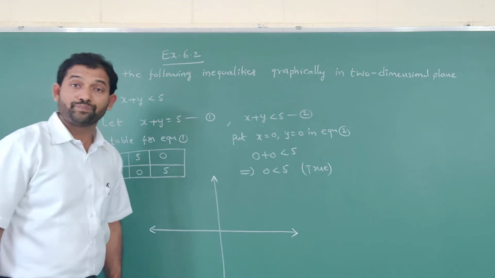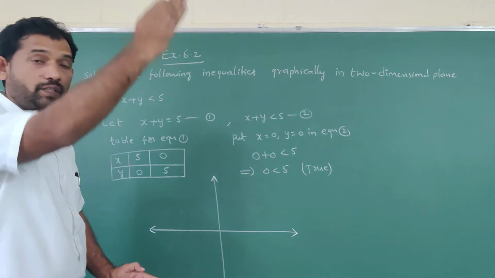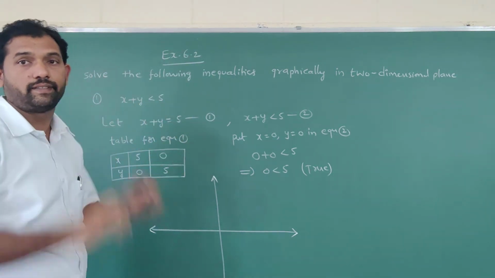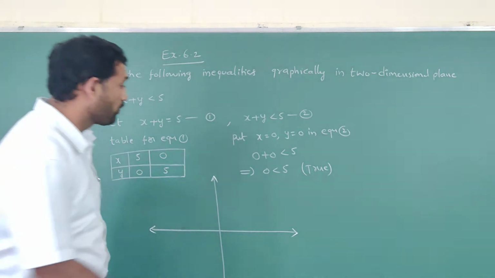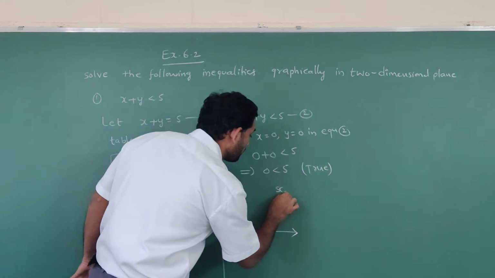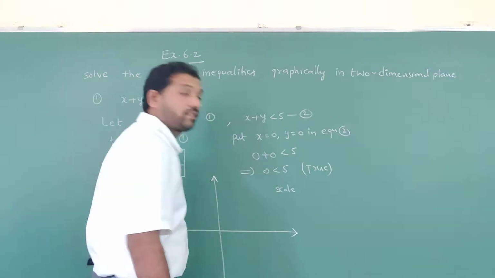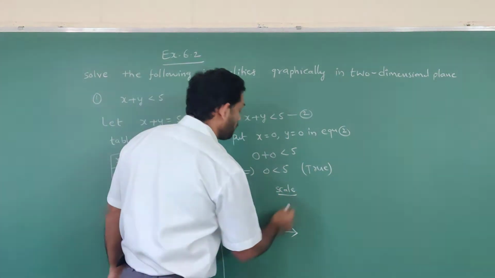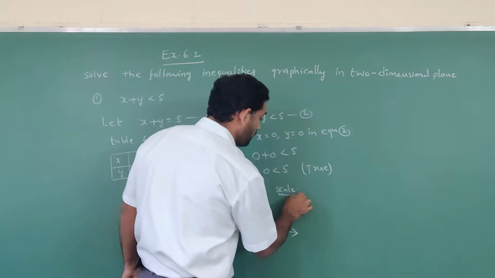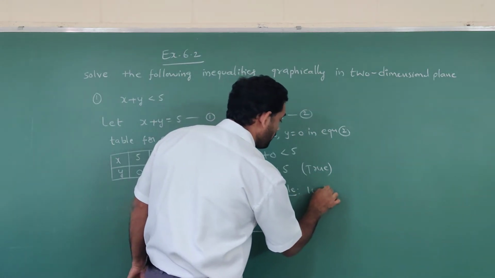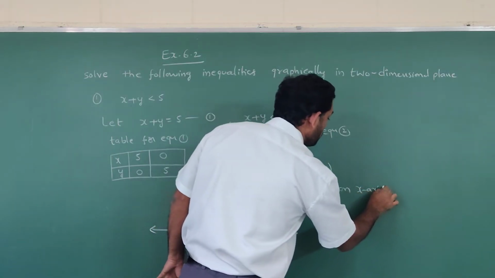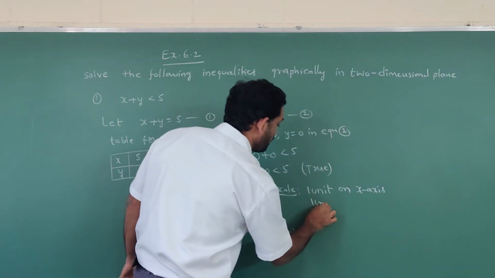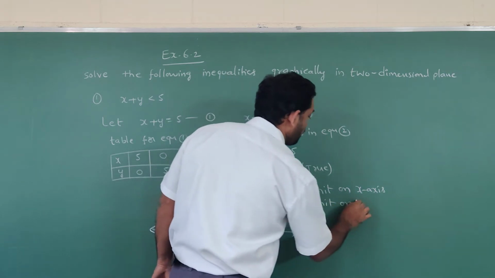So in the middle you have to draw one x-axis and y-axis. After that, on one side of the graph you have to write the scale. Scale: 1 unit on x-axis, 1 unit on y-axis.